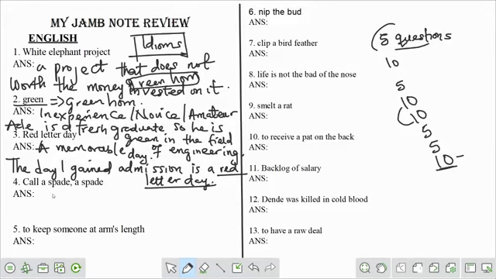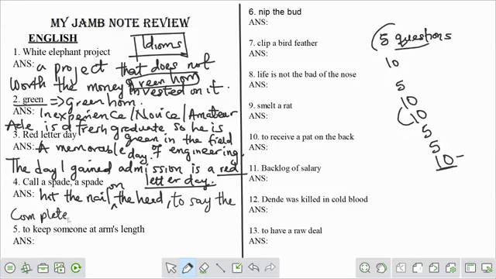Now, to call a spade a spade means to say the complete truth. You can also call it to hit the nail on the head. To hit the nail on the head. So to say the complete truth, not that you'll be lying. You have not been doing English since, because there's not time. But English also cannot be underestimated.